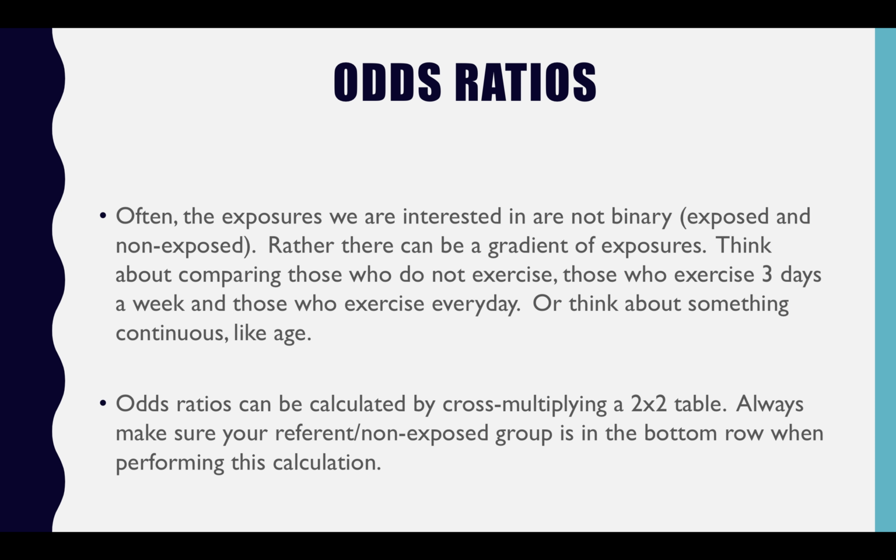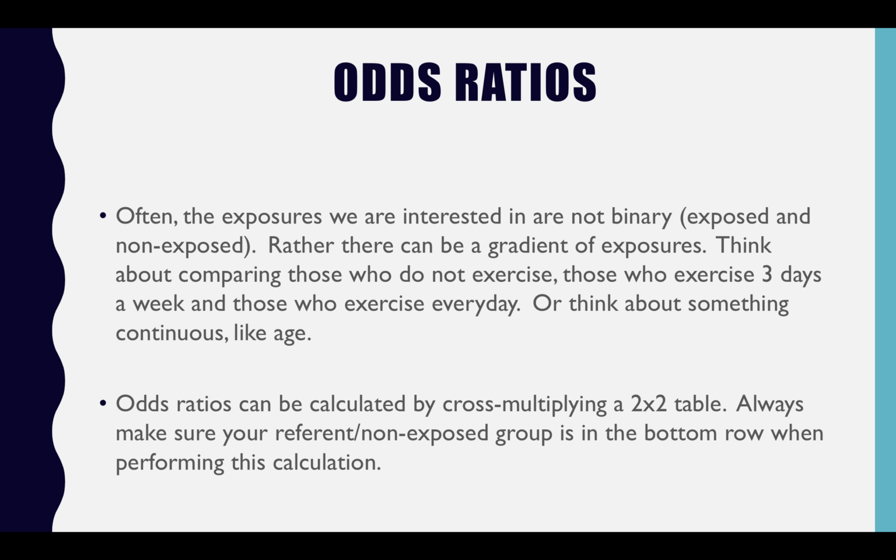We can also think about something continuous like age. Now we can break down age into a binary, so just have younger and older groups, but that doesn't give us a very good picture of what the risk of age would be, just grouping everyone together like that. So we may want to have smaller categories so we can look at the risk of each of those different levels.